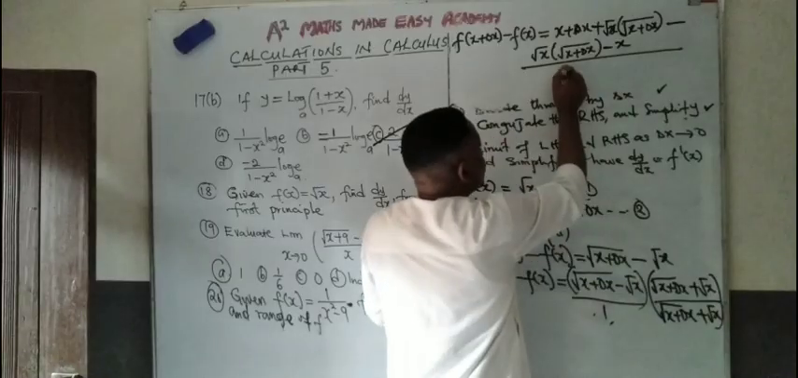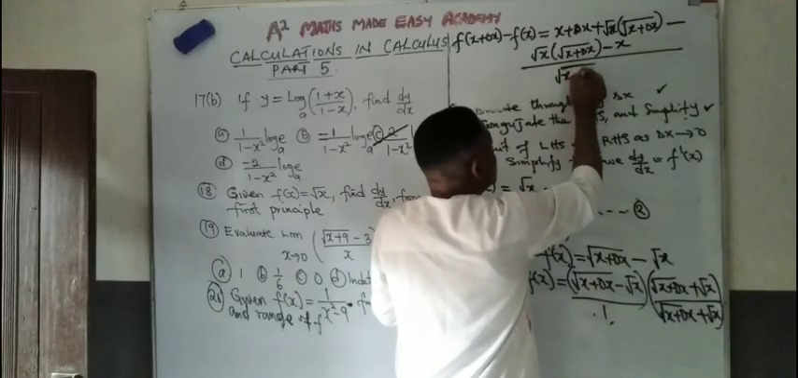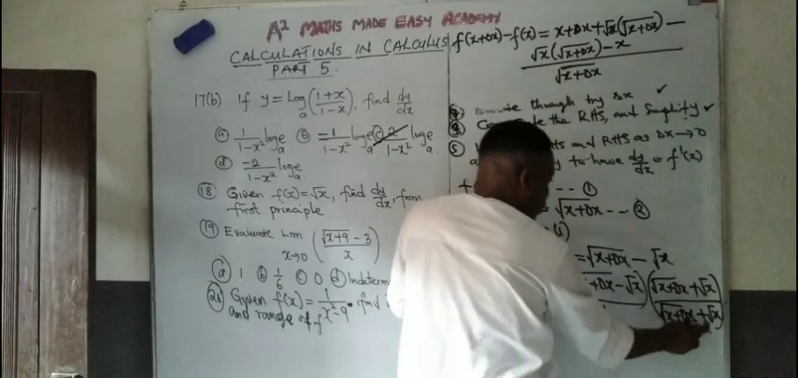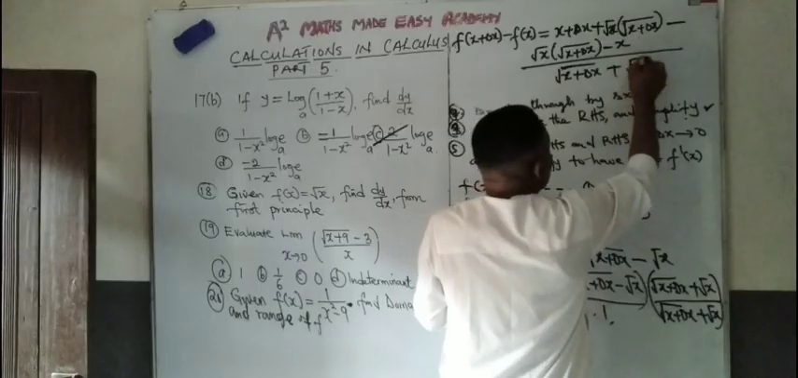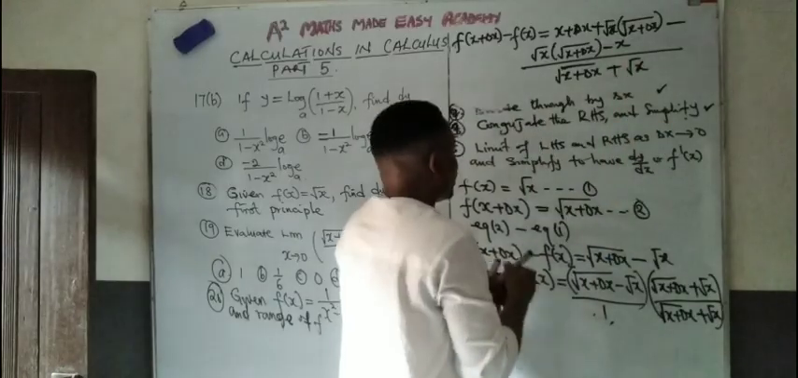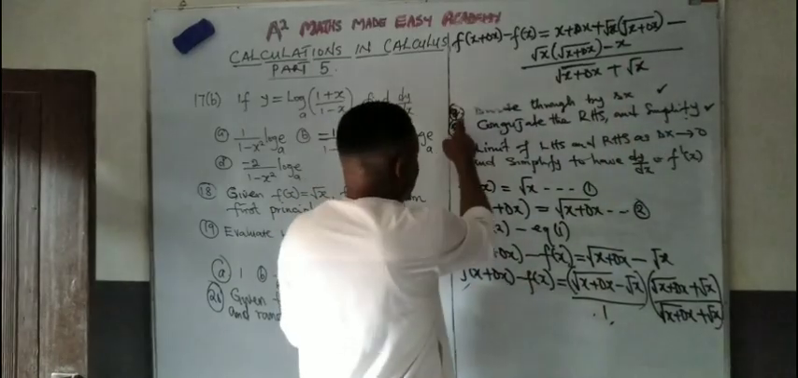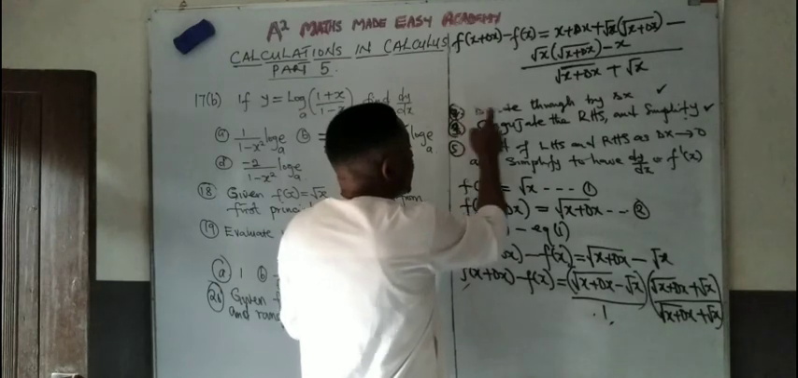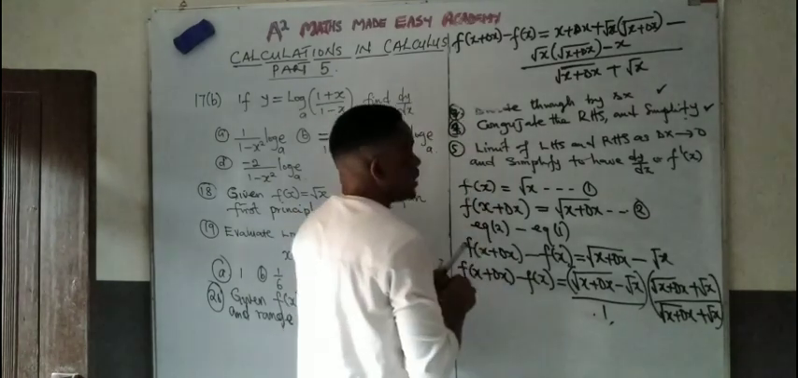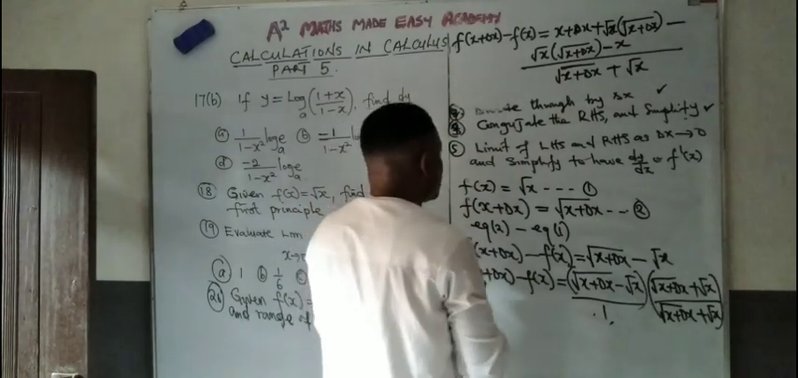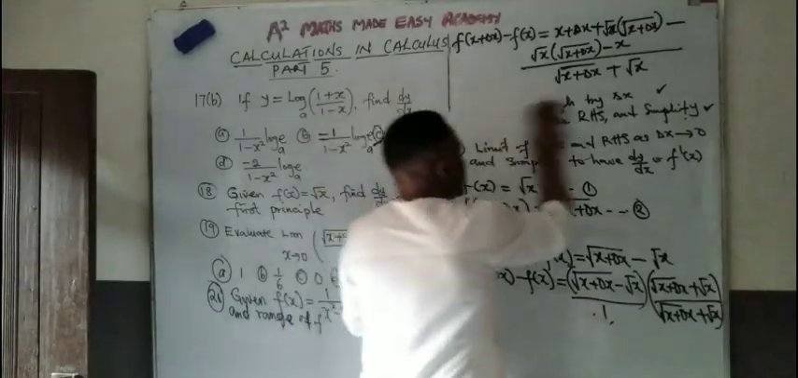Everything is all over the denominator. What's the denominator? Square root of x plus dx, then plus square root of x. Are you with me now? Now look at the fourth step. What is the fourth step? Divide through by dx. Don't forget, divide through by dx. Oh yeah, let's go.